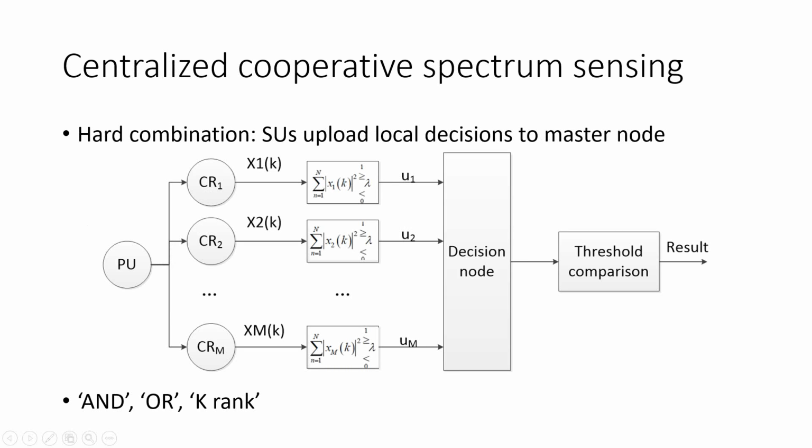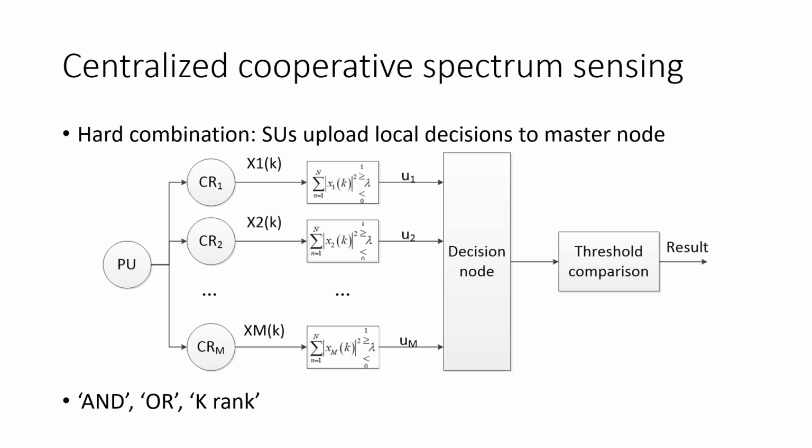Centralized cooperative spectrum sensing can be divided into two categories. One is hard combination, and the other one is soft combination. In hard combination, the secondary users upload local decisions to the master node. This means after they sense the signals, the secondary users will make local decisions, and they will upload local decisions to the master node.